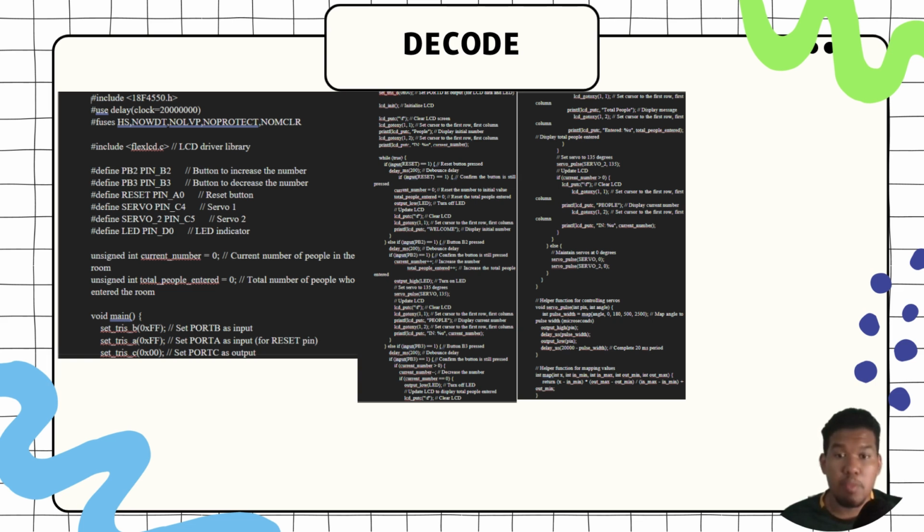The increment button is PB2, and it increments the current number and the total people entered. It turns on the LED, moves the servo to 135 degrees to allow entry and updates the LCD. PB3 is the decrement button. It decreases the current number and turns off the LED if the room becomes empty.